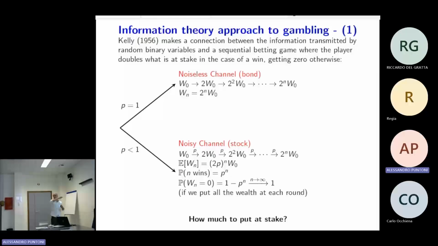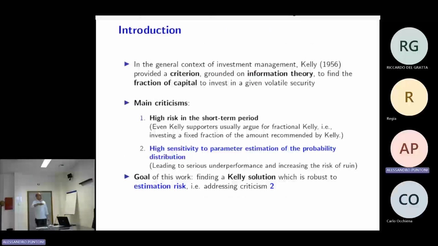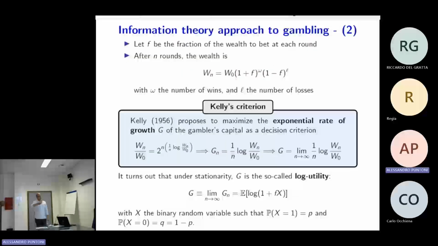Of course, if the probability is smaller than 1, with the strategy of putting all the capital at each time in this game, we get in expectation an exponential rate of increase. However, the probability of losing everything converges to 1, the larger the number of games that we play, because at the first time that we get the losing state, we lose all the capital. So what is the problem? How much to put as a stake at each round?